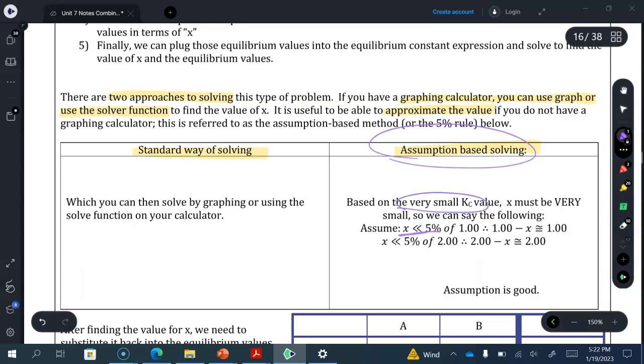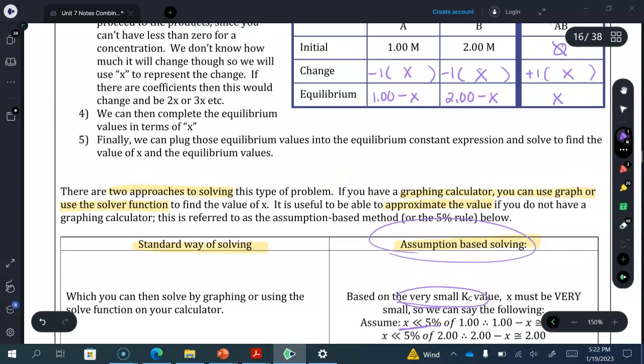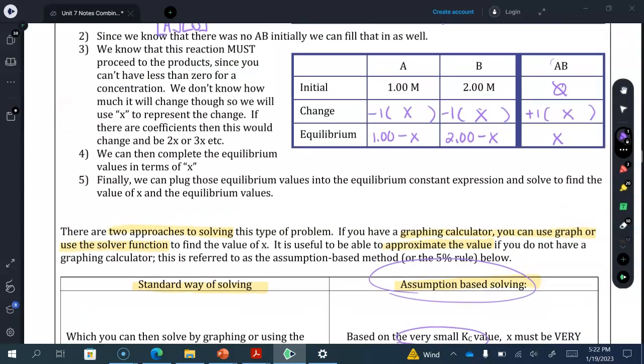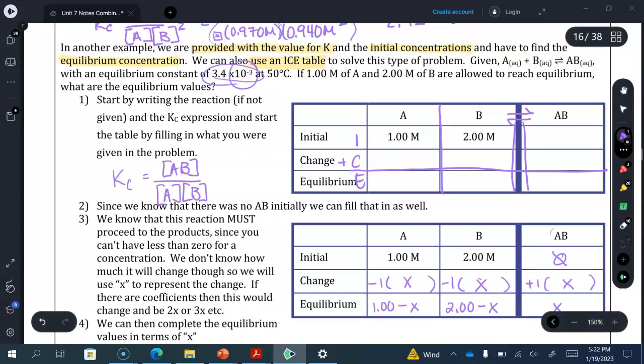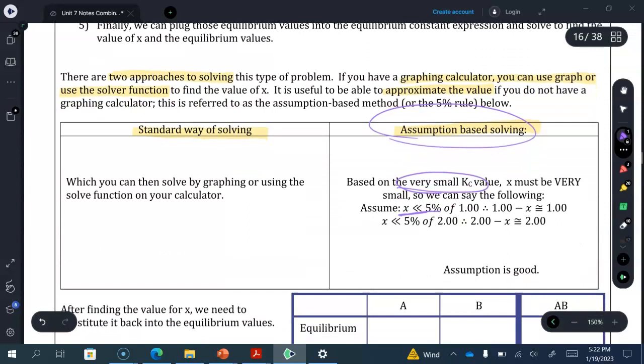That's because we have a very small Kc value, which is at least 10 to the negative 3 is a good start, and this is 10 to the negative 3. Because Kc is small, we say that the change is going to be small, so X is super small. So we end up making an assumption, and I'll go through that.